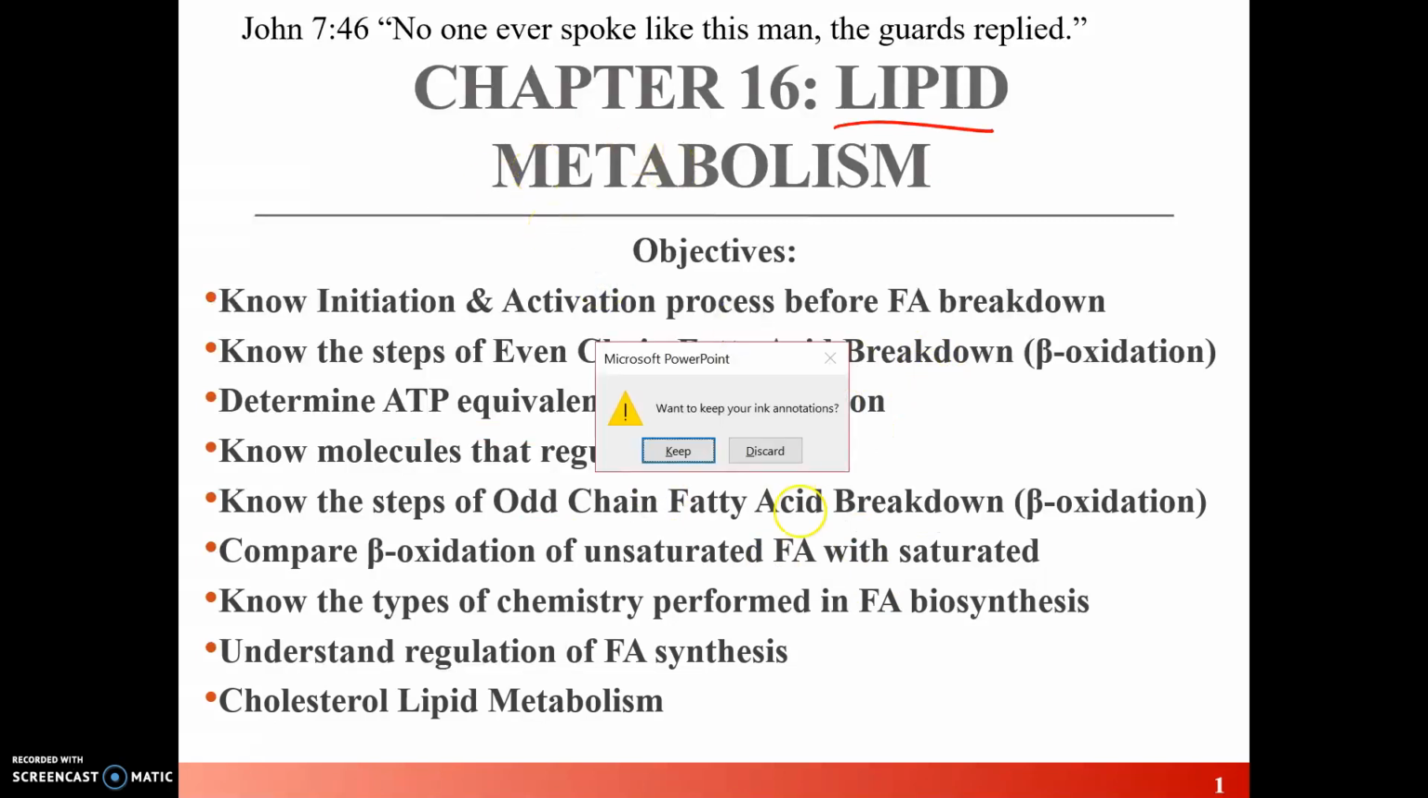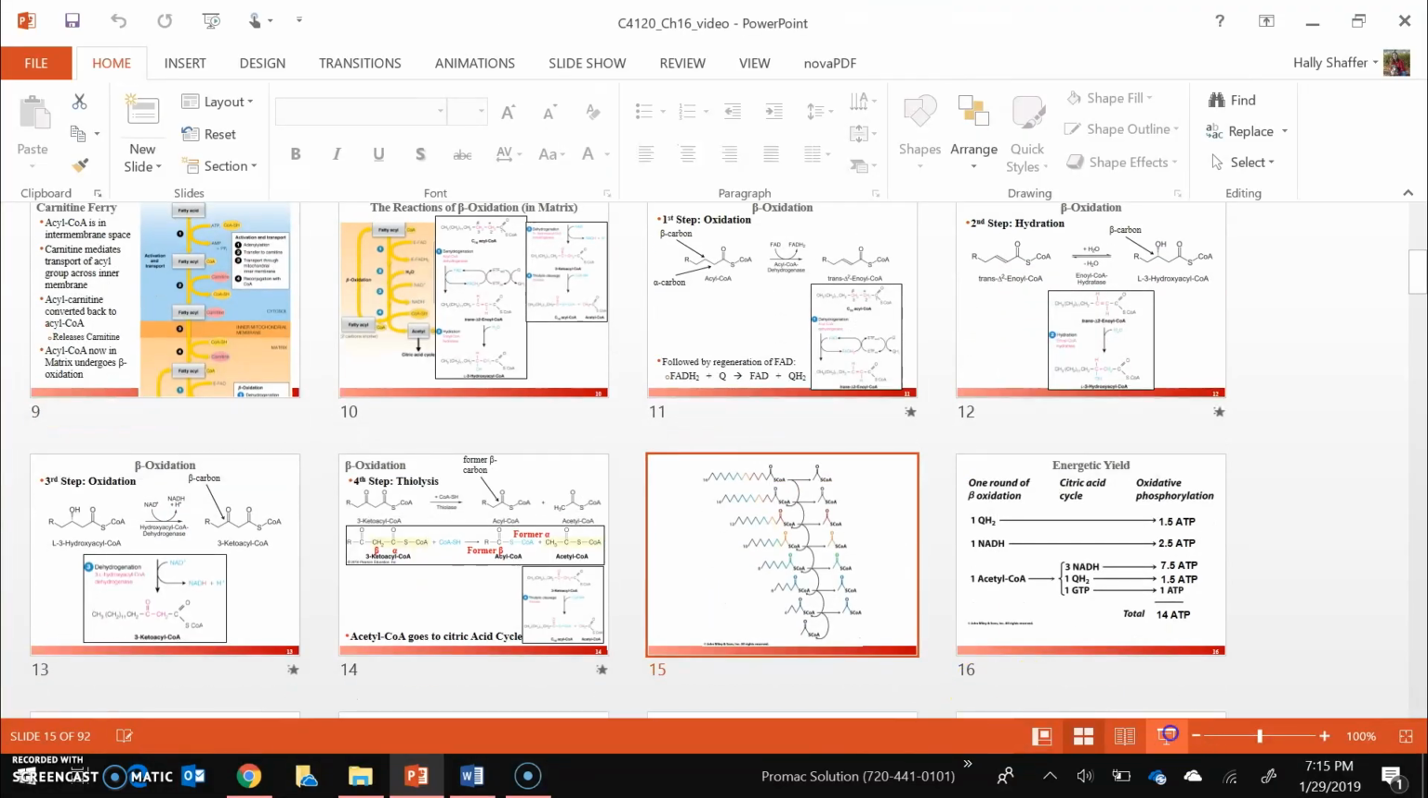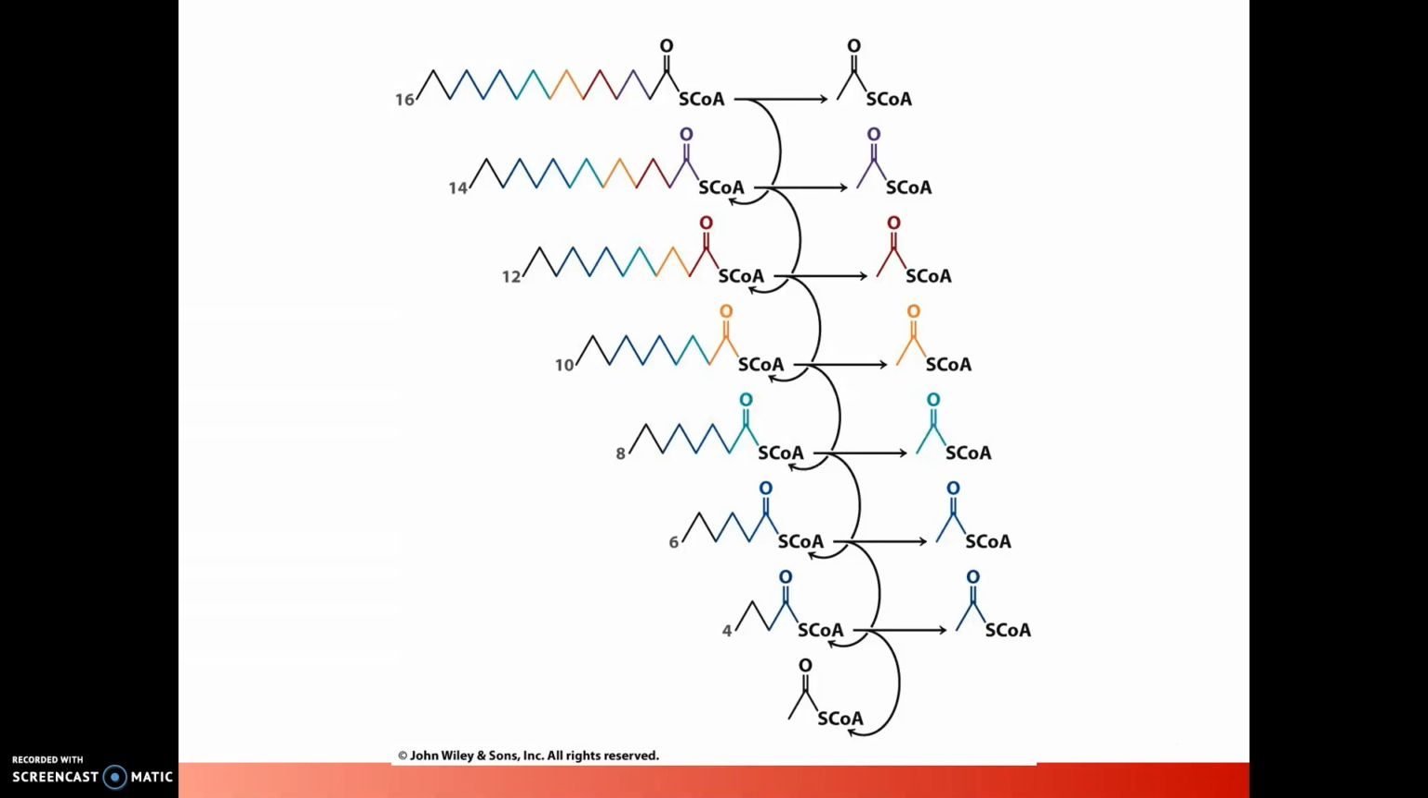Alright, so this is slide 15. You've already seen this slide, but if you recall, we had a fatty group attached to coenzyme A, and then there were a variety of colors. This happens to be a 16 carbon, and then for each round of beta oxidation, you chop off 2 carbons, leaving you with 2 carbon units on the right each time.